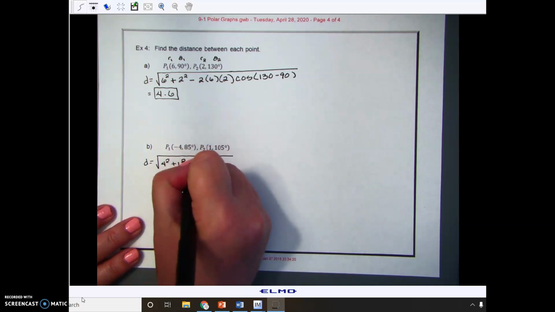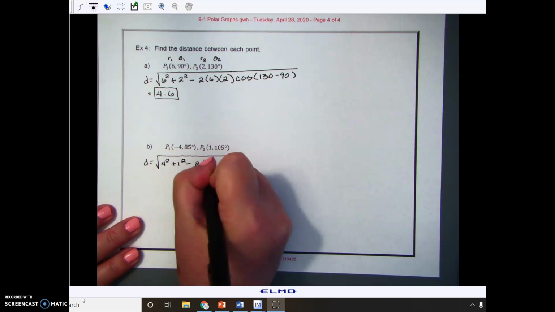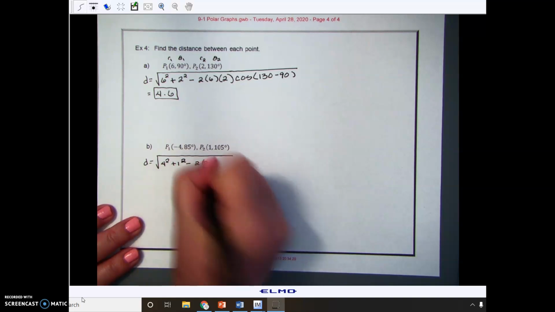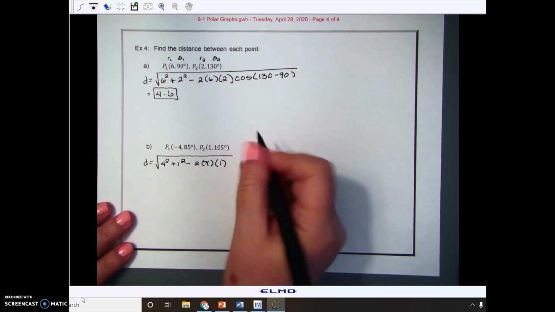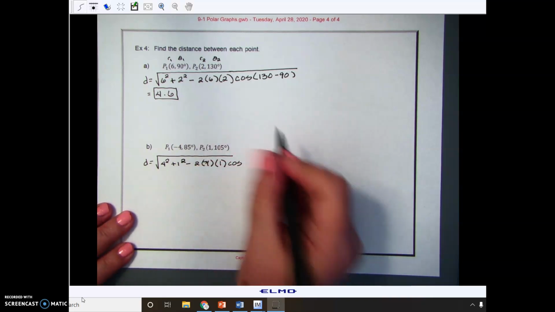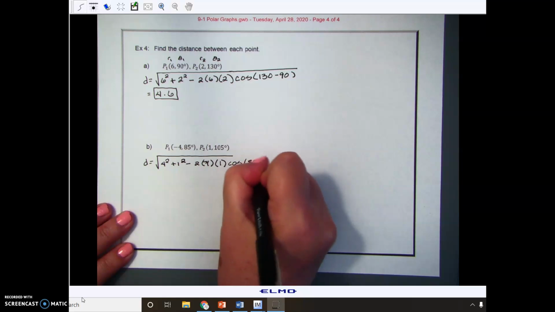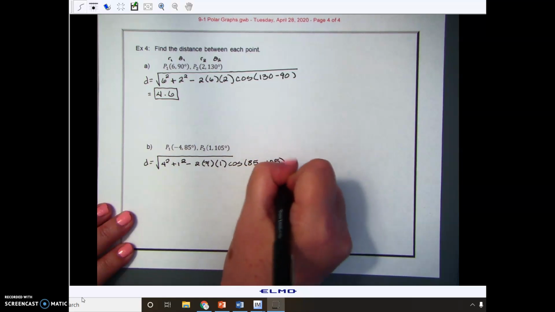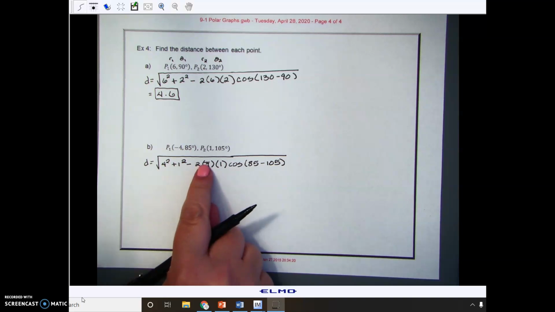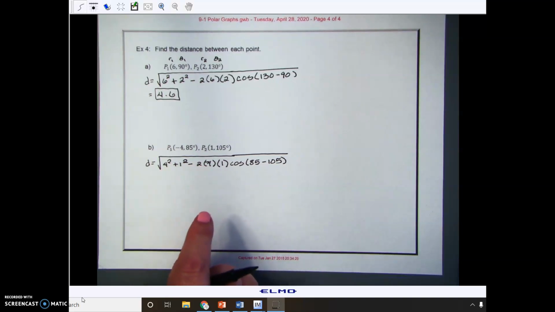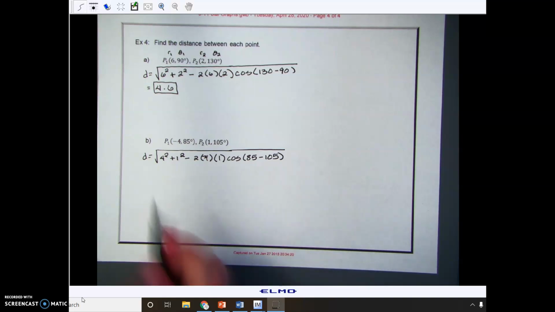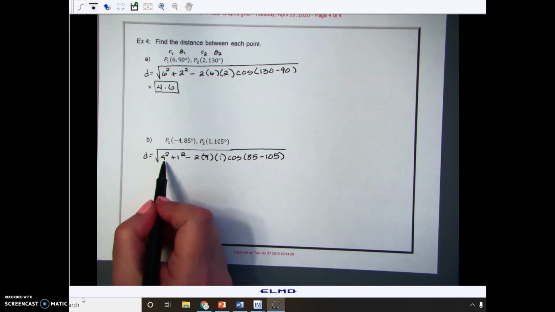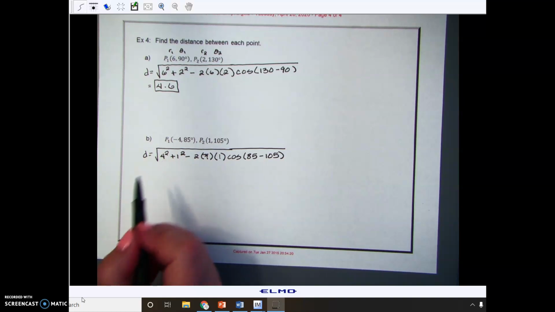All right, so this is going to be minus 2 times, actually I'm going to need that negative in there here. So 2 times negative 4 times 1. And then we're going to have the cosine of, and we can do 85 minus 105. So in this part, we do need that negative 4 in there. So I take back what I said, but I don't want to go redo this whole video. So just bear with me. But again, this part, we don't need the negative because when I square it, the negative is going to go away anyway.